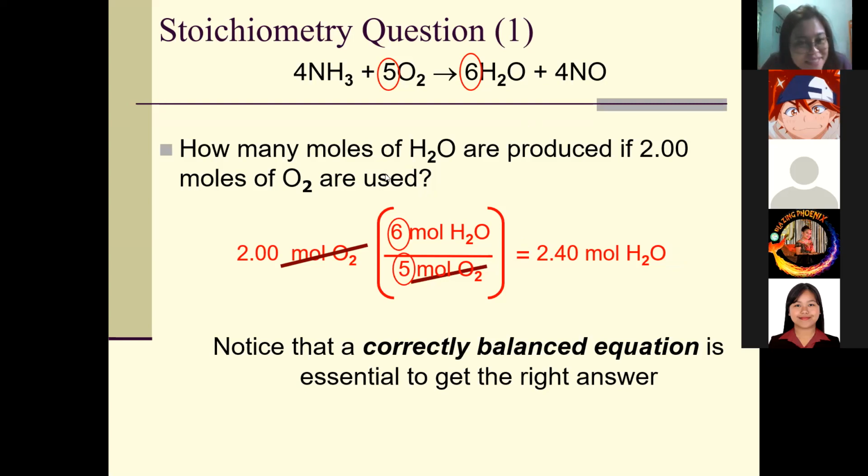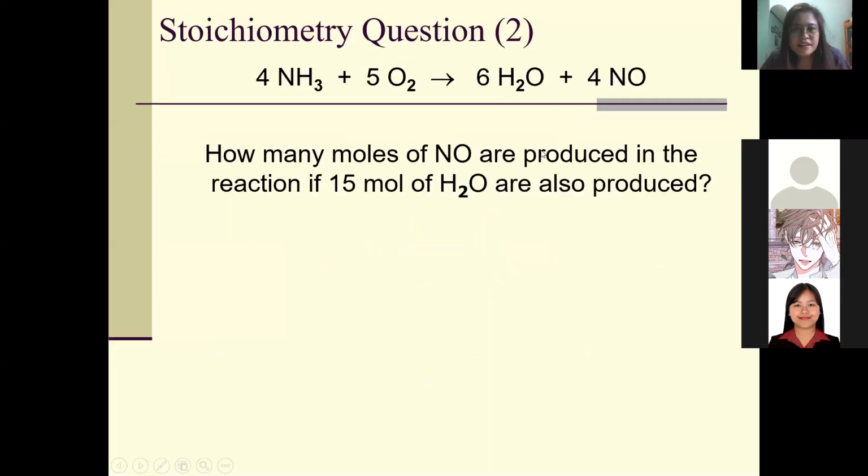Notice, class, that you have to correctly balance the equation to get the right answer for stoichiometry. So, another example: how many moles of nitrogen monoxide are produced in the reaction if 15 moles of water are also produced? In stoichiometry, aside from predicting the amount of product if you know the reactant, or the other way around, you can also have this kind of problem. In many equations, two products are produced, and you can identify the amount of one product if you know the amount of the other. Both are products, nitrogen monoxide and water. In this case, the given is 15 moles of water, and now we want to know how much nitrogen monoxide will be produced.